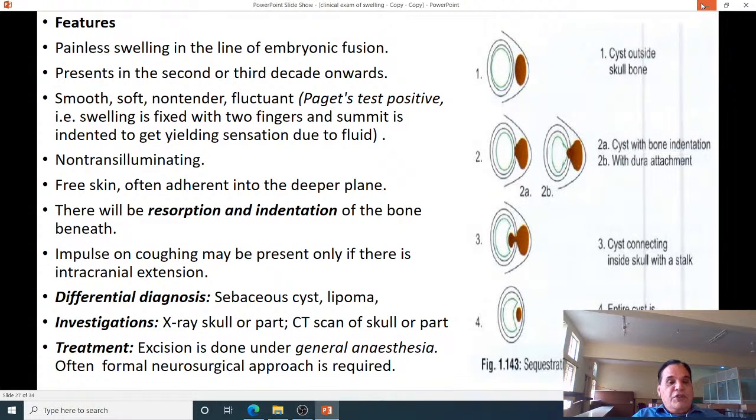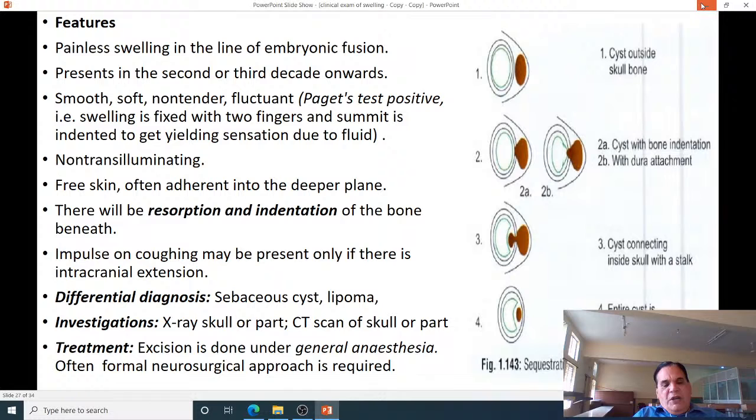And here you are doing which test? Paget's test is positive. How is it done? The swelling is fixed with two fingers and the summit is indented to get a yielding sensation. They are non-transilluminating and there is resorption and indentation of bone. Whenever there is intracranial extension, there is likely to be an impulse on coughing. So you must always test impulse on coughing in case of a dermoid of the face.